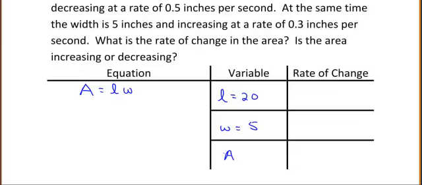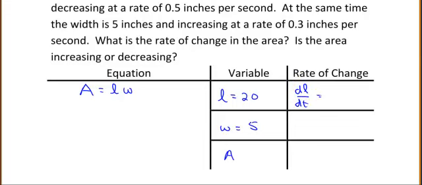We probably won't need the area. We may not need it. We'll just leave it up for emphasis. We'll leave it until we come back. And then we have the rate at which the length is changing. That would be dL/dt.